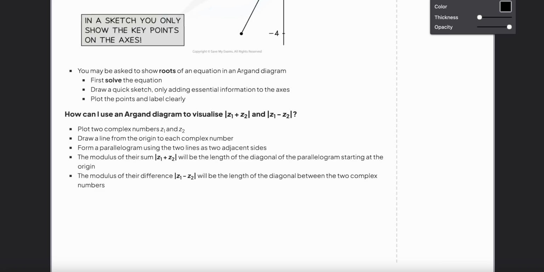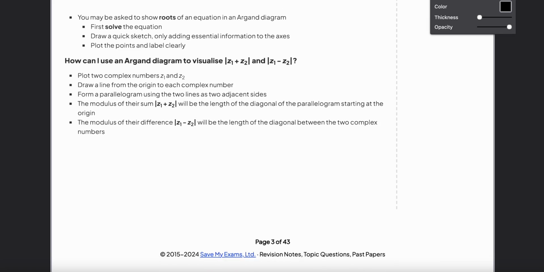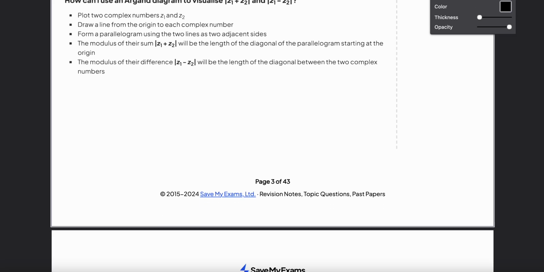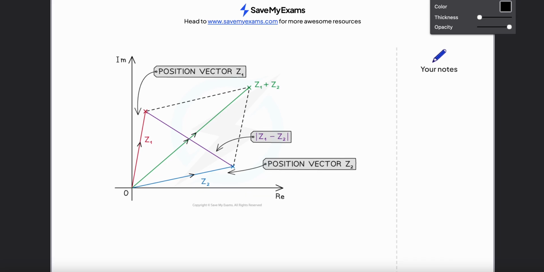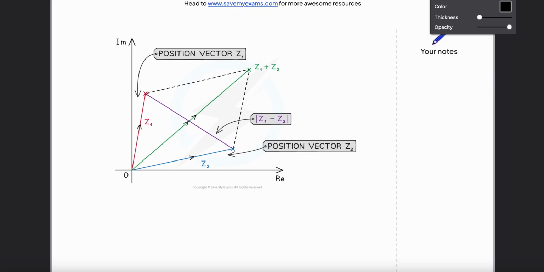And we need to form a parallelogram using the two lines as adjacent sides, and the modulus of their sum, Z1 plus Z2, will be the length of the diagonal that is starting at the origin, and the modulus of the difference will be the length of the diagonal between the two complex numbers. To explain this further, we need to look at a diagram. I think you will understand better when we have a diagram. Okay, so let's look at this diagram.